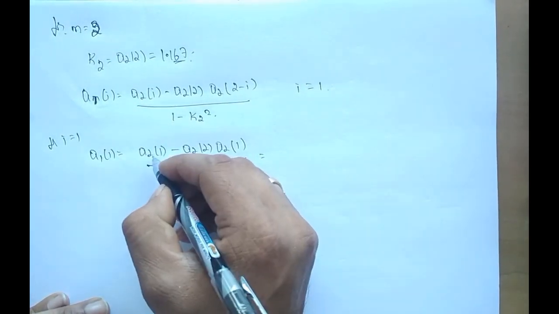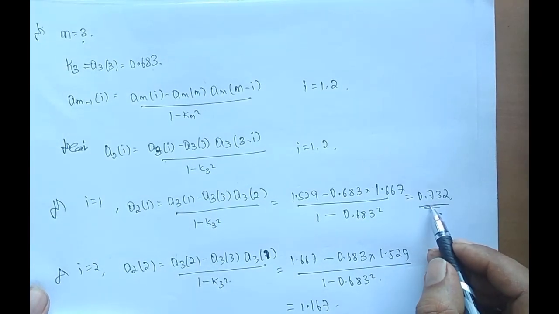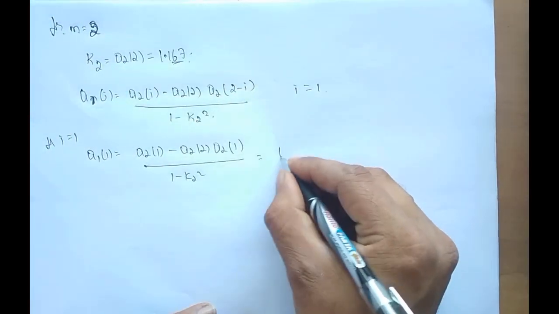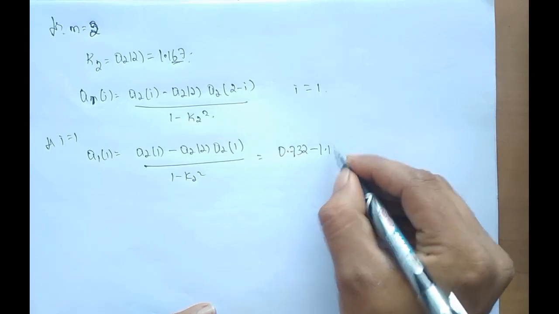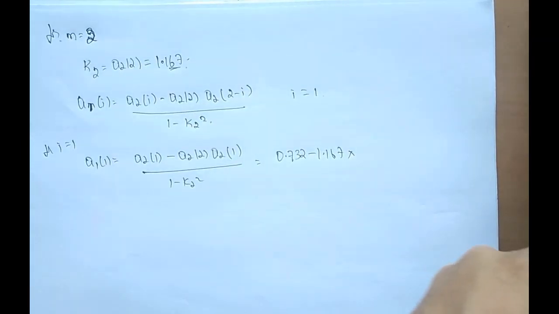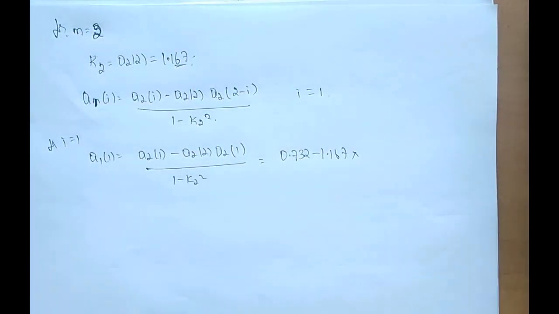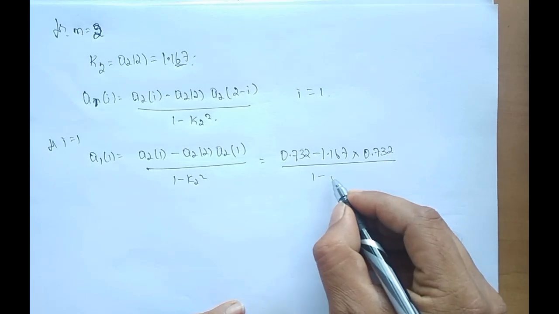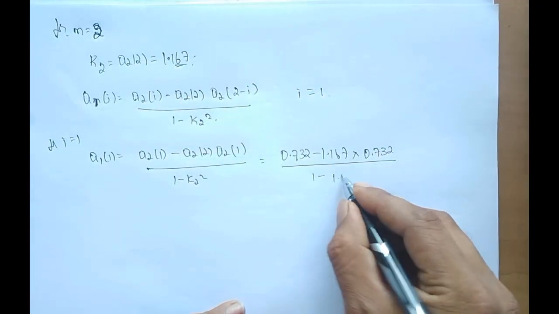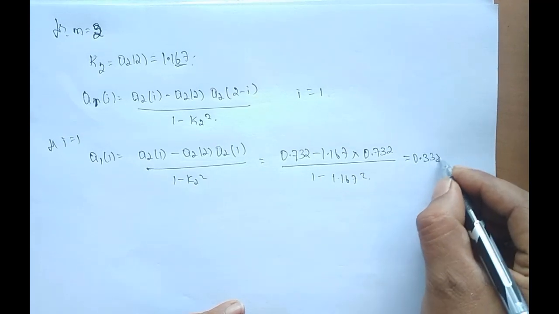What is the value of a2 of 1? We got a2 of 1 in the previous loop, which is 0.732, right? So it is equal to 0.732 minus a2 of 2, which is 1.167, into a2 of 1, which is 0.732. So 0.732 divided by 1 minus k2 square, and k2 is 1.167 square. This ends up with 0.338.